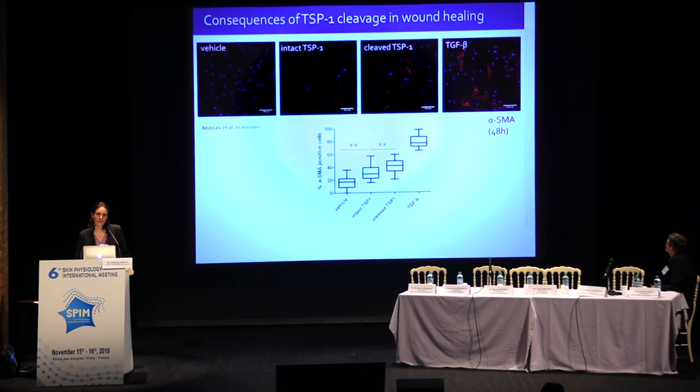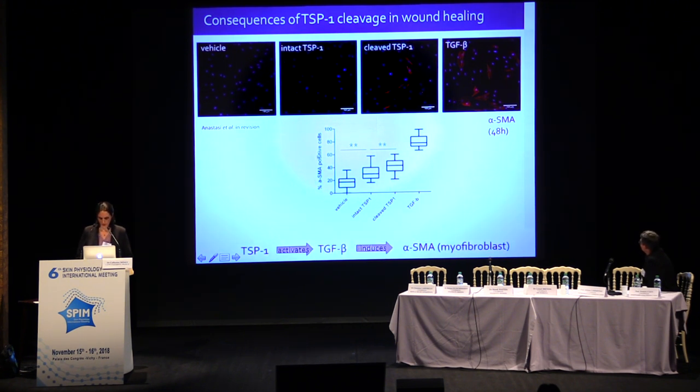So another consequence of this, what I call superactivation of TGF-beta by TSP1, is that it induces differentiation of myofibroblasts, as revealed by the alpha smooth muscle actin marker. And again, cleaved TSP1 is more efficient to induce myofibroblast differentiation than intact TSP1. So to summarize, TSP1 activates TGF-beta, which can then induce myofibroblast differentiation. And if BMP1 cleaves TSP1, this makes this myofibroblast differentiation cascade more efficient.